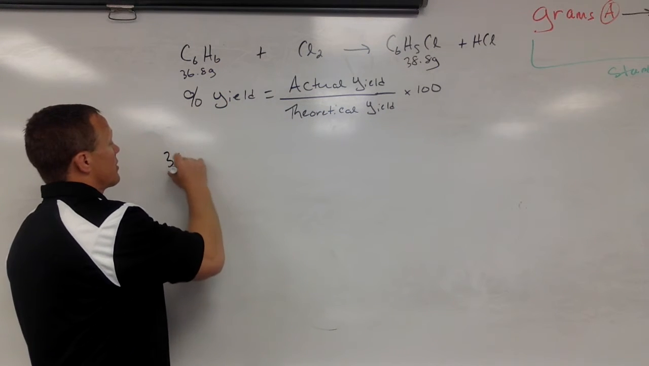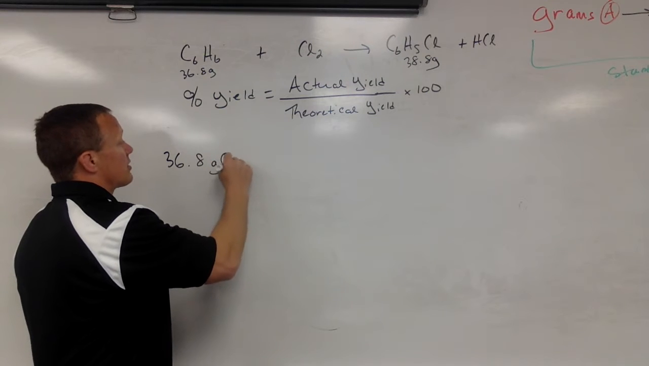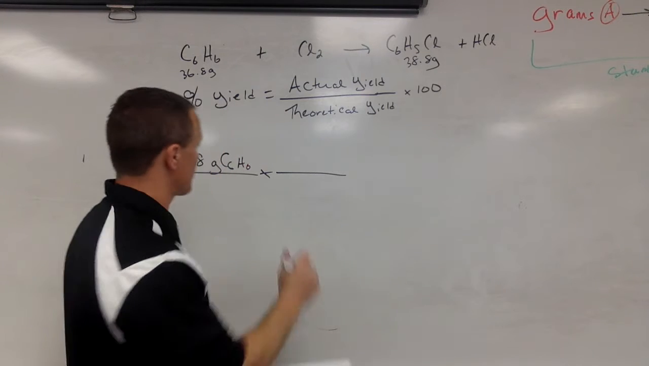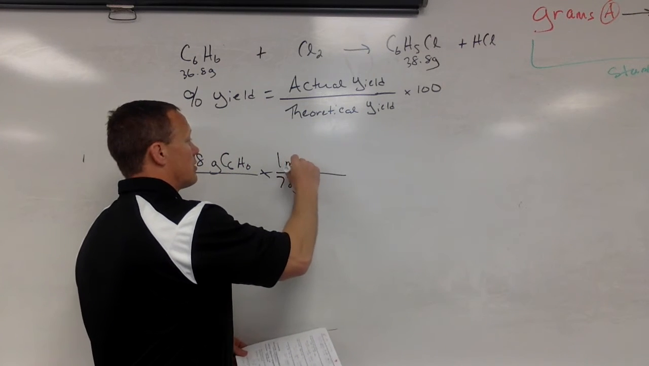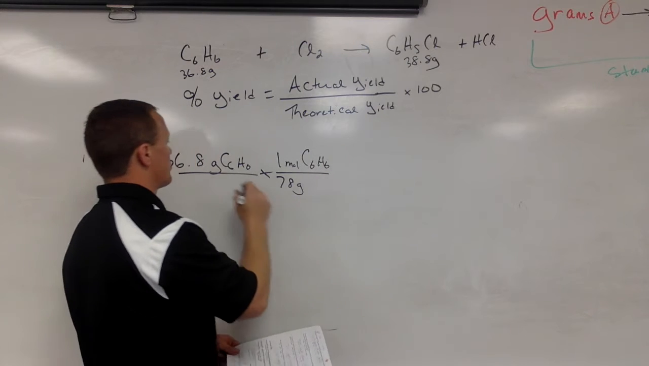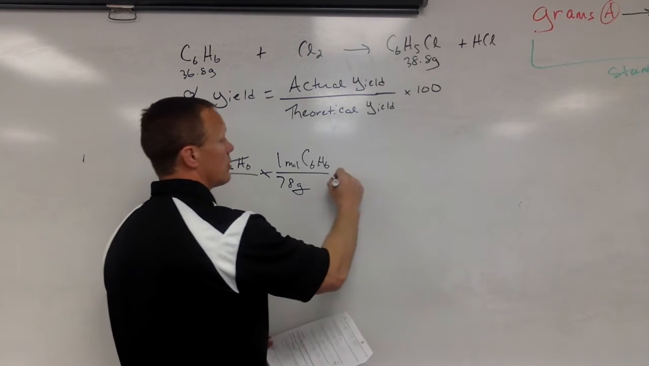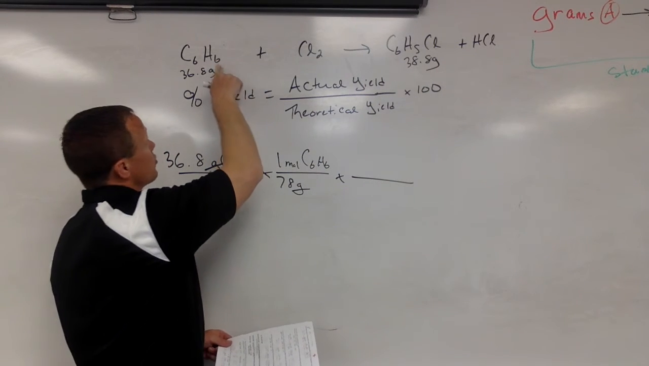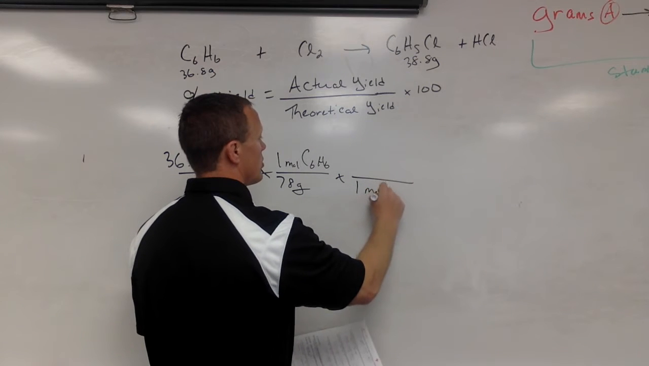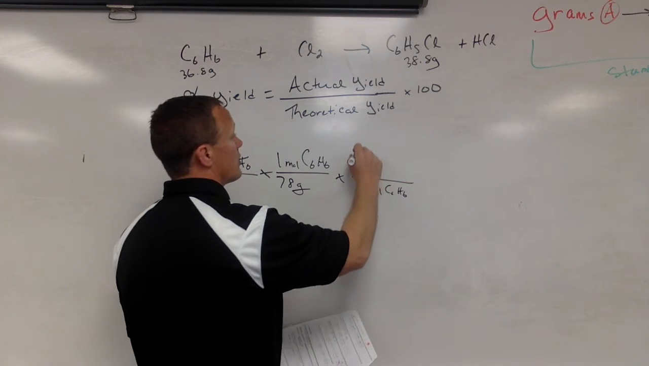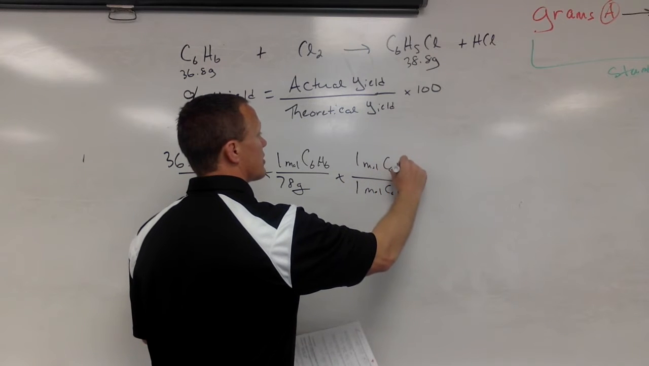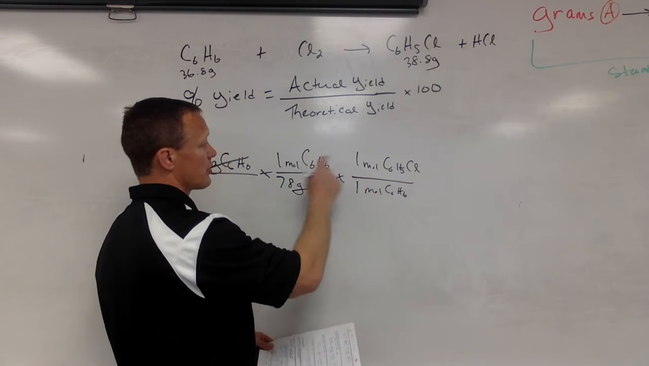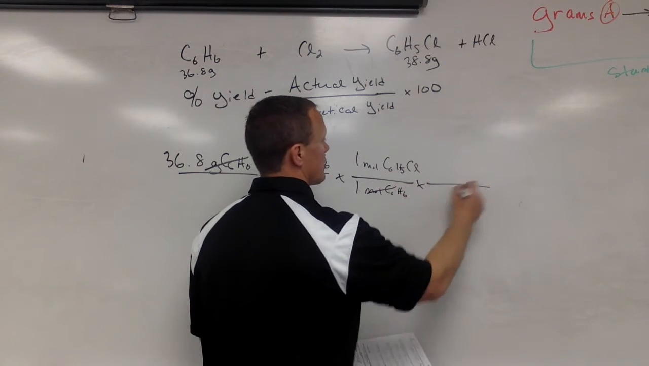So start with our 36.8 grams of C6H6. We're going to turn that into moles. That is 78 grams per mole. So turn that into moles. Do our ratio. Again, we're going to this product. We're not worried about the amount of HCl produced for some reason. So it's a 1:1 ratio. So for every 1 mole of C6H6, there's 1 mole of C6H5Cl. Every mole of this that we used, there's a mole of that produced. Those cancel, and then put this into grams.